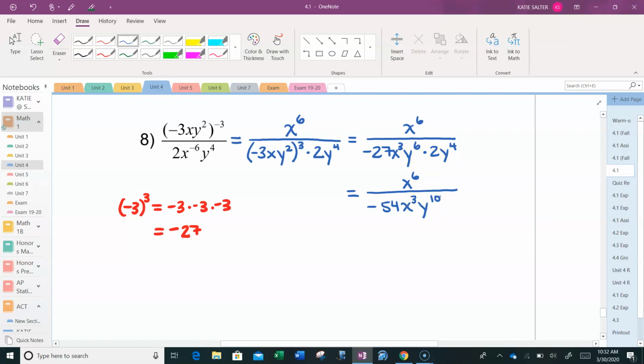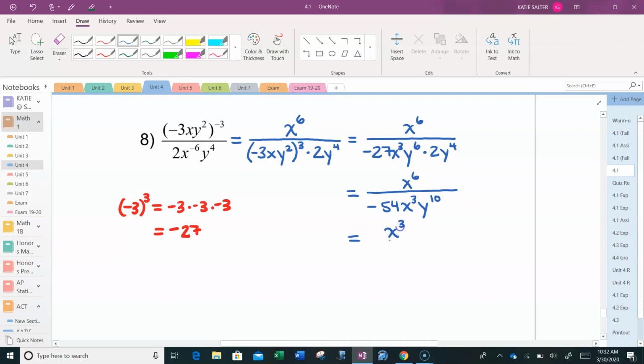Now that we have simplified the denominator, we will divide the numerator and denominator. We can see right here we have x to the 6th in the numerator, x cubed in the denominator. We are dividing like bases, so we subtract those exponents. 6 take away 3 is 3.